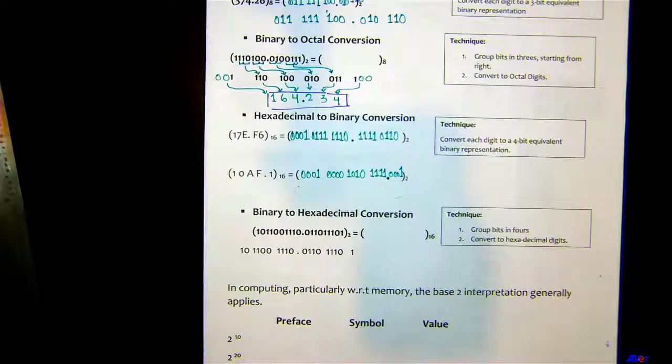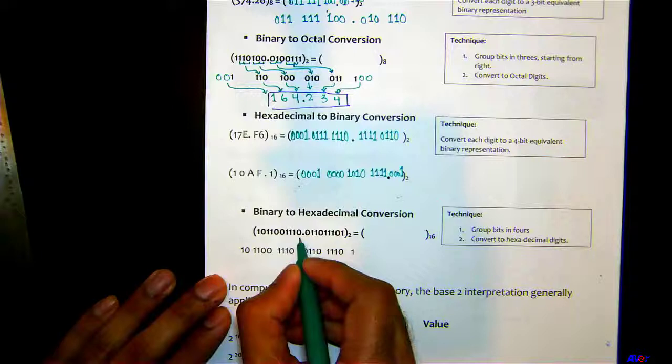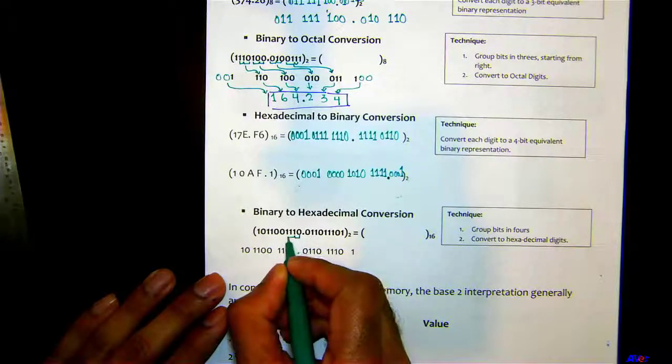We're going to reverse the process now. Binary to hexadecimal conversion. Group bits in 4s. So here is the left part of the radix. So we start from the right.